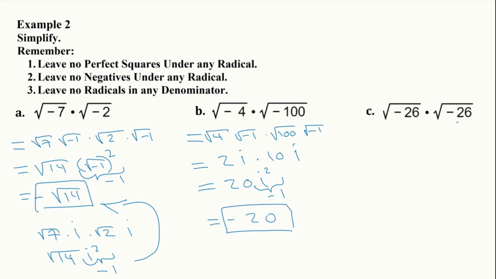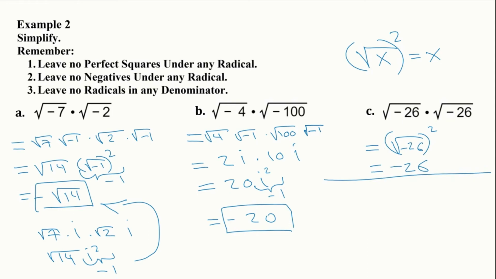Now how about this one? Well, this is almost a trivial problem. Remember, the square root of any number squared, or I should say the quantity square root of any number squared, is itself, right? So here, that's just the square root of negative 26 squared, which is just what? Negative 26.